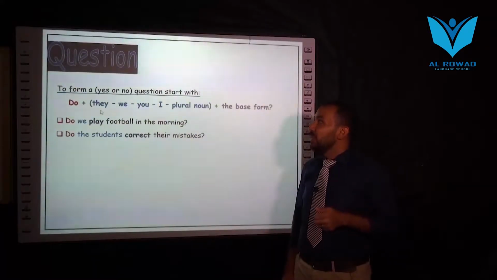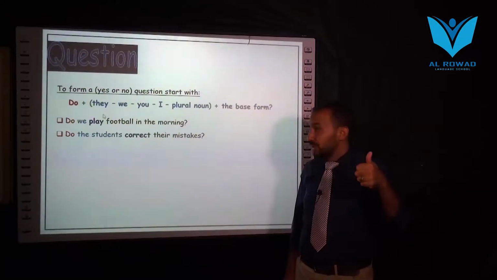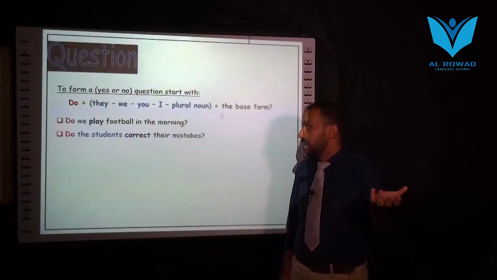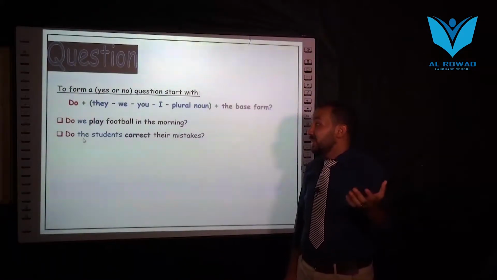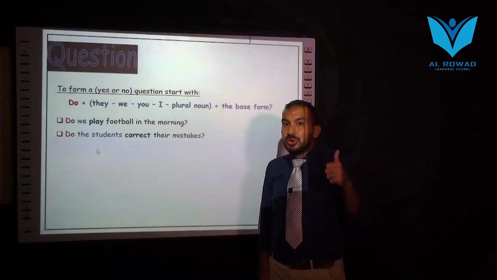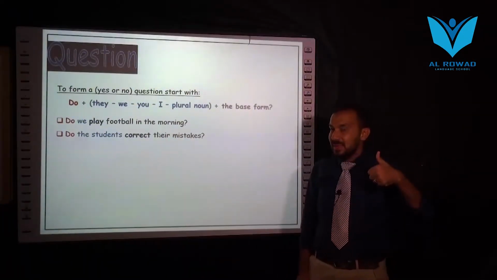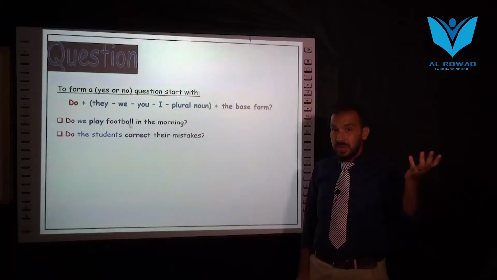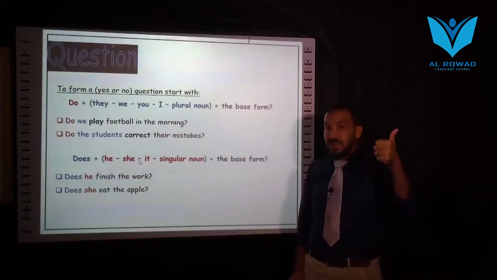We use do with they, we, you, I, or any plural noun, then the base form of the verb. Like when I say, do we play football in the morning? Do the students correct their mistakes? So, to make yes or no question in the present simple, we use do or does. We use do with they, we, you, I, or any plural noun. We use does with he, she, it, or any singular noun.